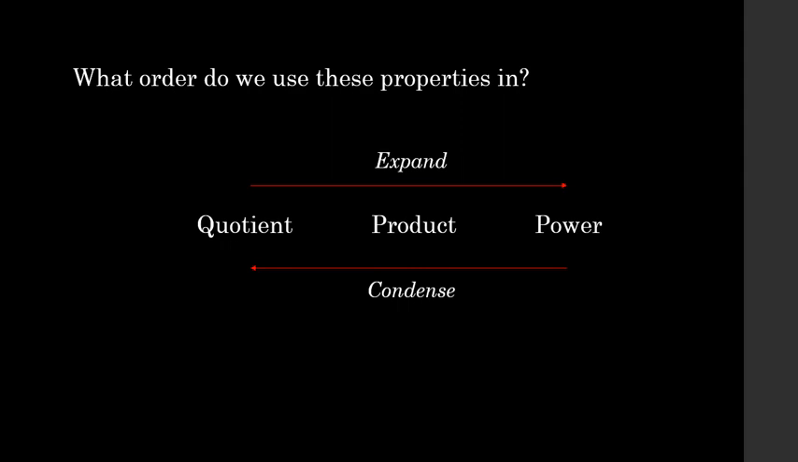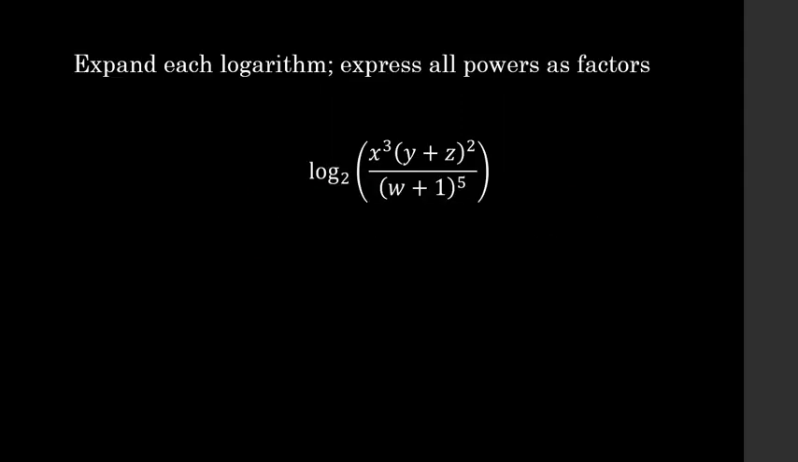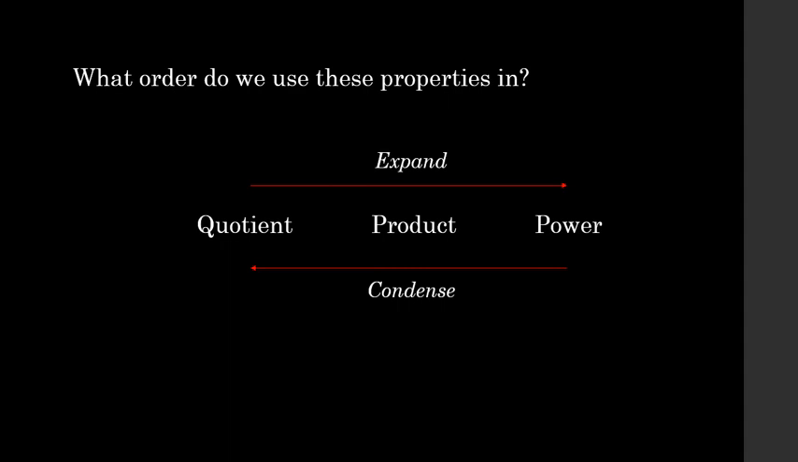If we're going to take the difference or sum of multiple logs and condense them into one, we're going to start by using our power property, then we go on to the product, and then we wrap it up with the quotient property. So we're going to see some samples of going both ways, expanding logs as well as condensing logs. So we'll start off by expanding each single logarithm here, and we're going to express all powers as factors. So, as I just said, we are expanding here.